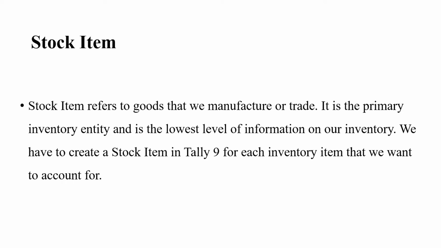Stock item refers to goods that we manufacture or trade, that we purchase and sell. It is a primary inventory entity which can be issued and received, and it is the lowest level of information on inventory. We have to account for each inventory item or stock item here. Stock item can be raw material, parts, sub-assembly or finished product also, right?